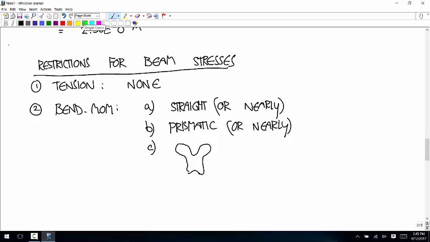So this is okay because it's symmetric about that. That's just a cross section. You're looking at it. So it has to be symmetric. The cross section has to be symmetric about the y-axis, or the y-axis has to be a line of symmetry of the cross section.